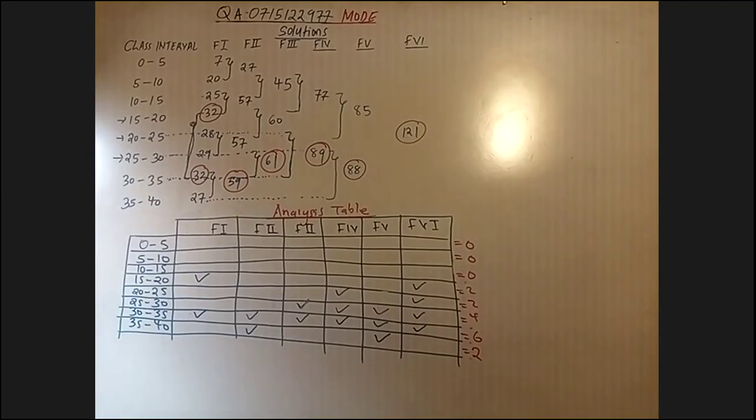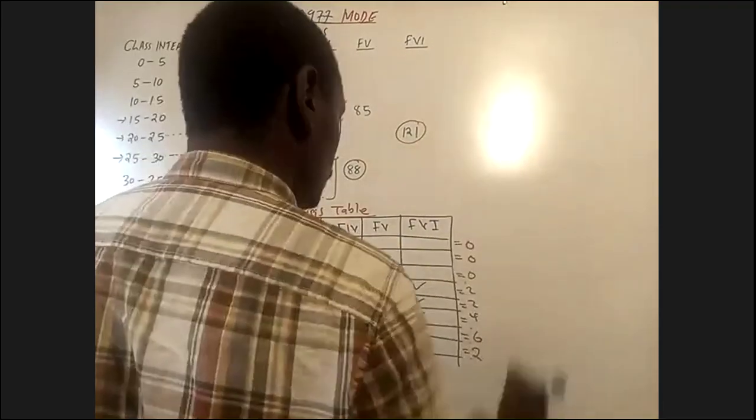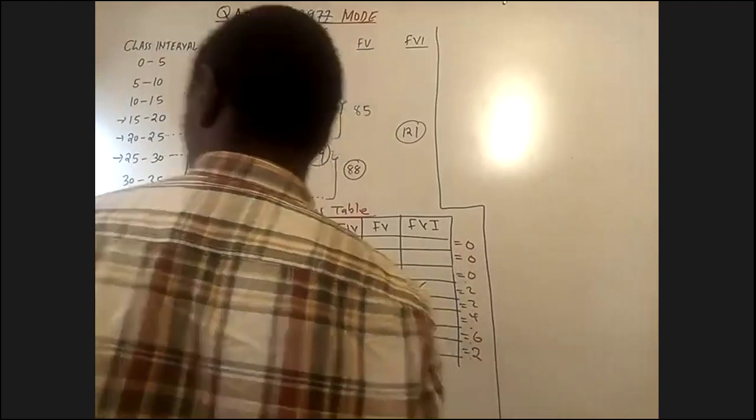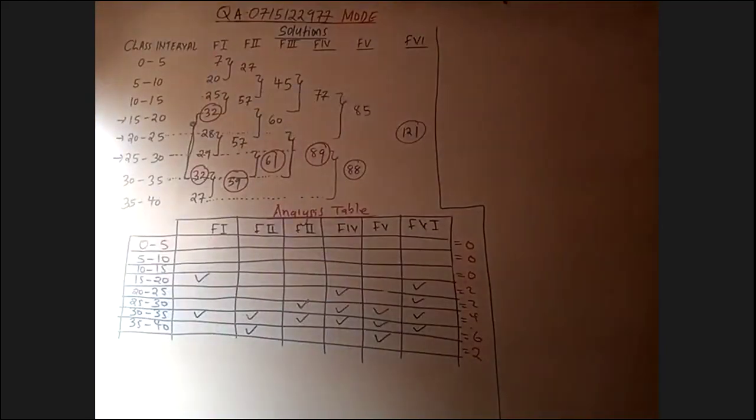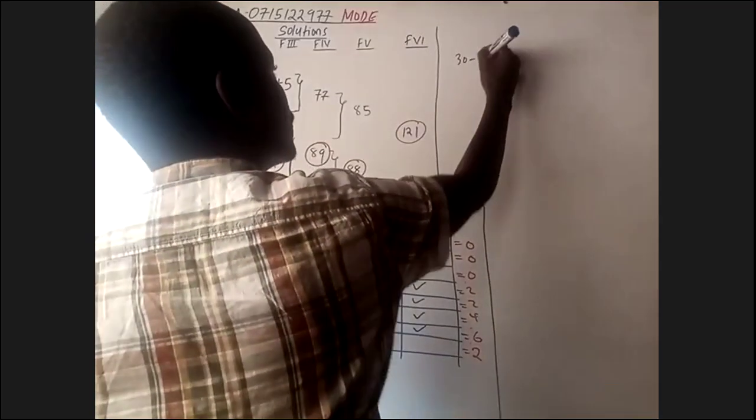Which model group, or which interval, will form the model group? 30 to 35. 30 to 35. Now, I will do it here. Now, we are saying it is 30 to 35.